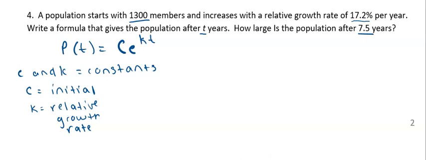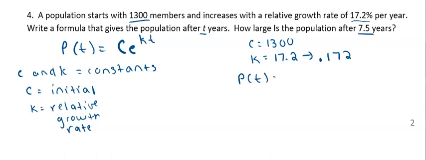So let's put in what we know. Well, what do we know? We know that our C is equal to 1,300. We know that our K is our relative growth rate, so that is 17.2%, which will go to a decimal, and that will leave us with 0.172. So we can put all this in. So our population at our time T is equal to C, so 1,300, E to the K, 0.172, T. So that is our formula for our population after T years.